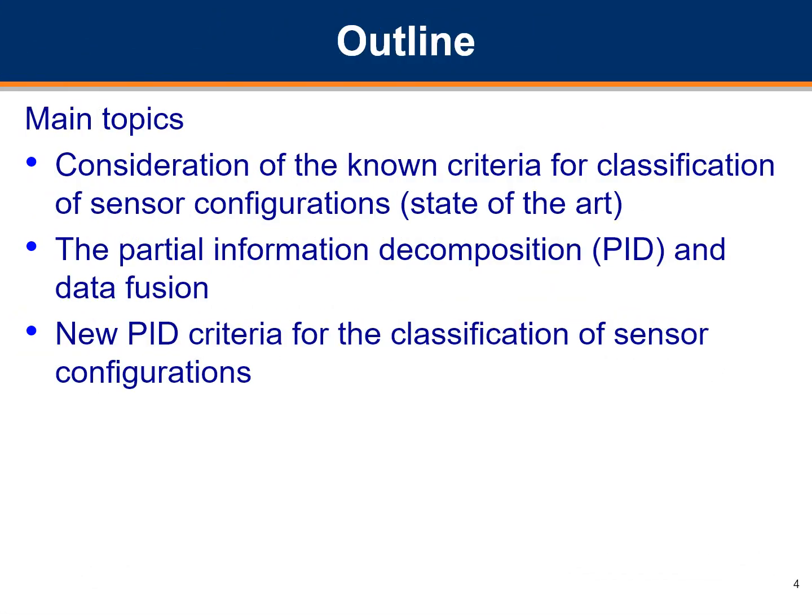This paper is organized as follows. First, the known criteria used to classify sensor configurations are considered. Then, in section 3, we introduce the partial information decomposition, PID, proposed by Williams and Beer. In section 4, PID is used to define new quantitative criteria for the classification of sensor configurations. Finally, conclusions are summarized in section 5.